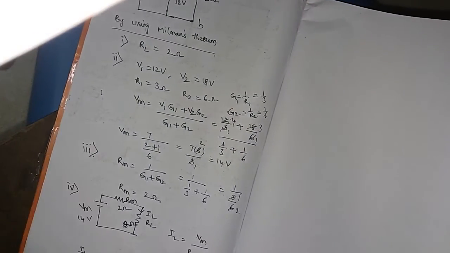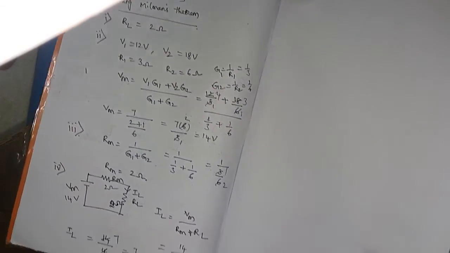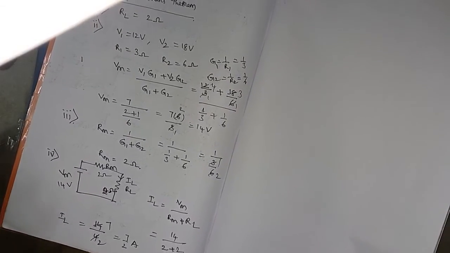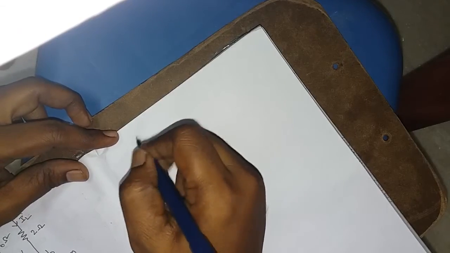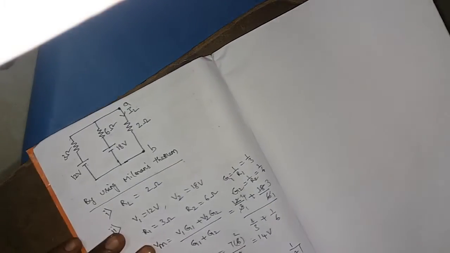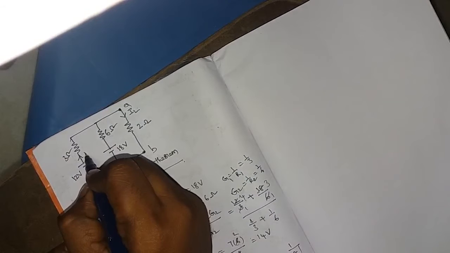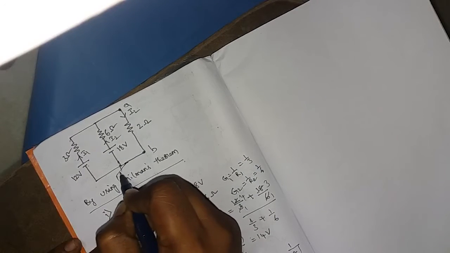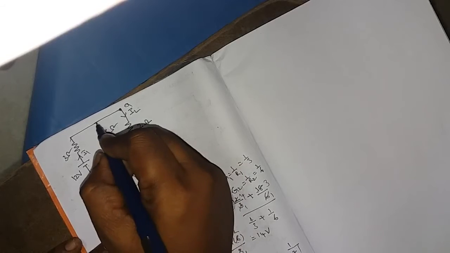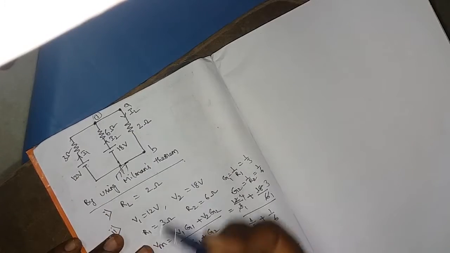So now, is it right? Do you have the confidence? Whatever I have done here, is it right? Now we need to verify this. Yes, let us verify this one. The same network I am taking. Let this be I1 and here it is I2. This is ground and let this be node 1.